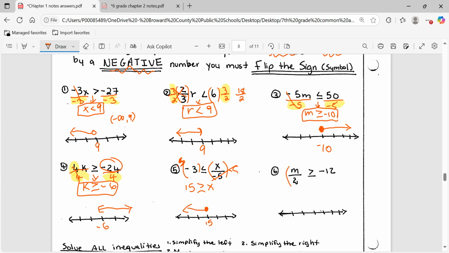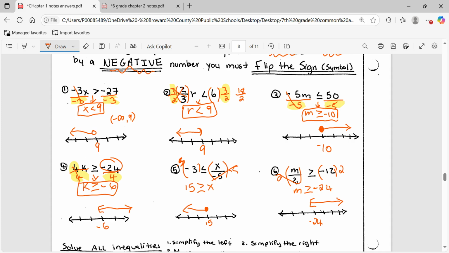On number 6, you would multiply both sides by 2. M divided by 2, the opposite of division is multiplication. So I multiply both sides by 2 so that m is greater than or equal to negative 24. I am not going to flip the sign because the 2 is positive. Negative 24 must be on the number line. Let me go with a bracket because it's greater than or equal to. And then my arrow goes to the right because it's greater than or equal to.